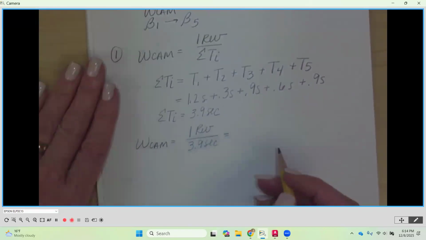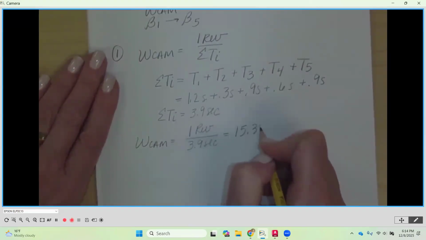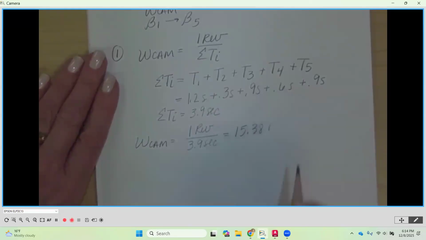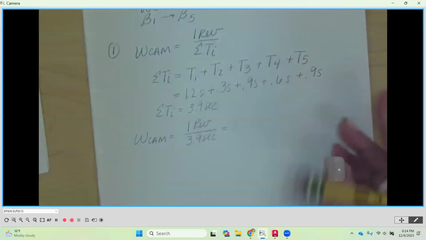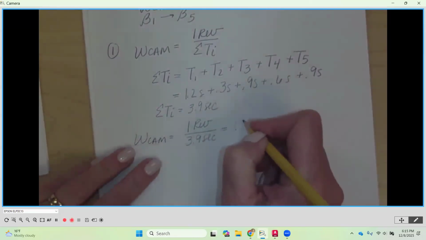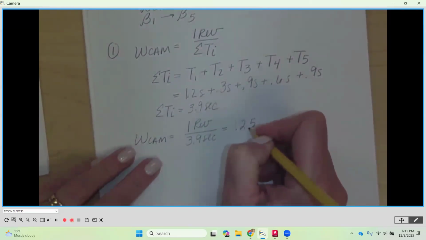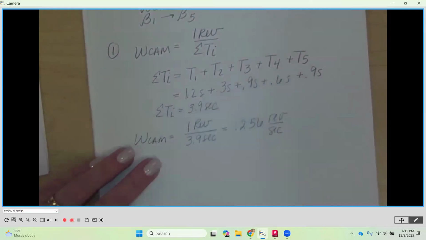So I'm going to get 15.38. Oh no, I'm so sorry. That's not right. Somebody tell me what my number is. 1 revolution divided by 3.9 seconds. What do you get? 0.256. 0.256 revolutions per second, right?